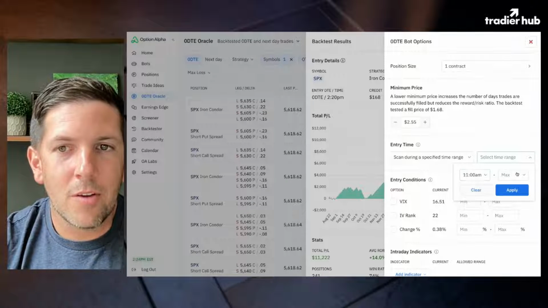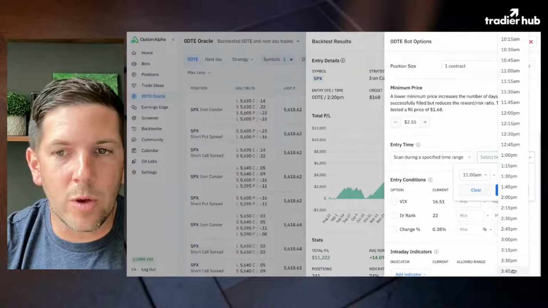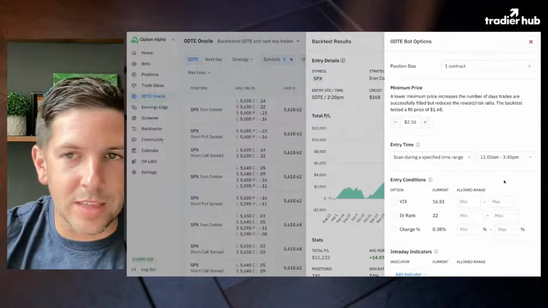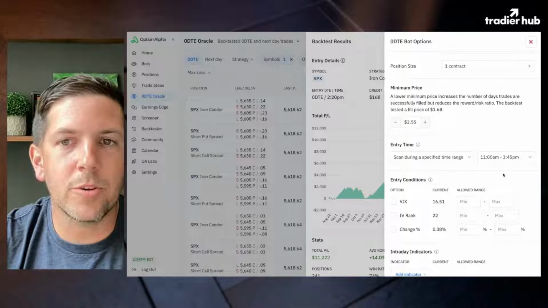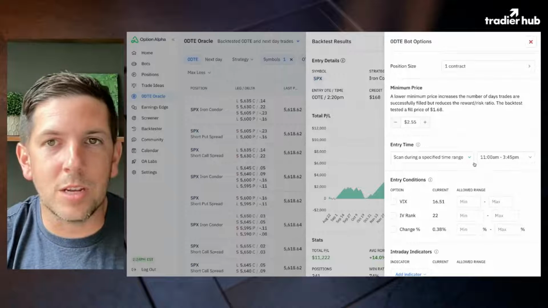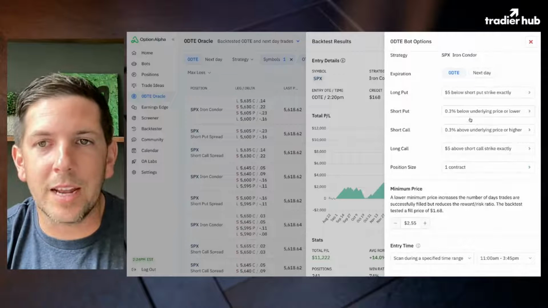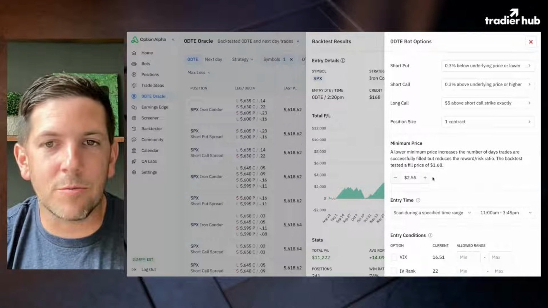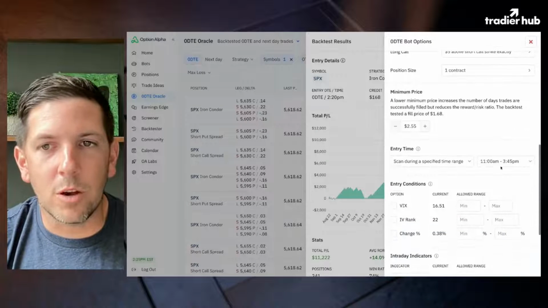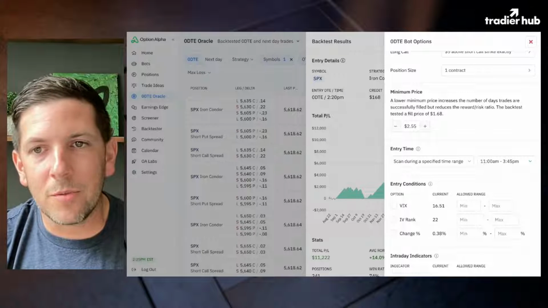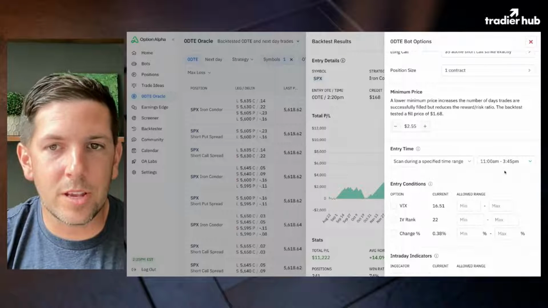For example, from 11 a.m. all the way until 3:45 in the afternoon. So we don't want to enter positions at the end of the day. We can enter them 15 minutes before the end of the day. But we're setting this one up to say, look, if we're going to scan for this opportunity, because we know if we can get 0.3% out of the money after 11 o'clock and capture at least 100% risk to reward, we're going to be good to go. So we're going to scan for this opportunity all day, every day from 11 o'clock to 3:30 in the afternoon.